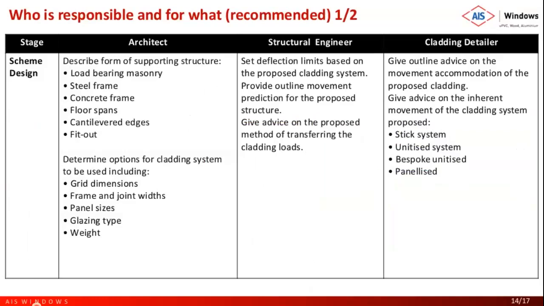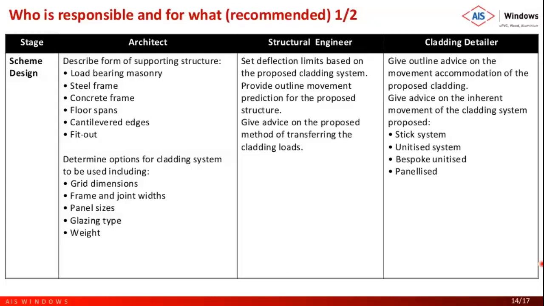This brings us to the fact that there are many areas which are not following an integrated approach of design. What is recommended here is what we should do during the design stage itself. The architect has to decide what kind of supporting structure to use, what is the option for cladding system, and what are the grid dimensions. Based on this information, the structural engineer needs to understand what cladding system is used and what the limits of those cladding systems are.